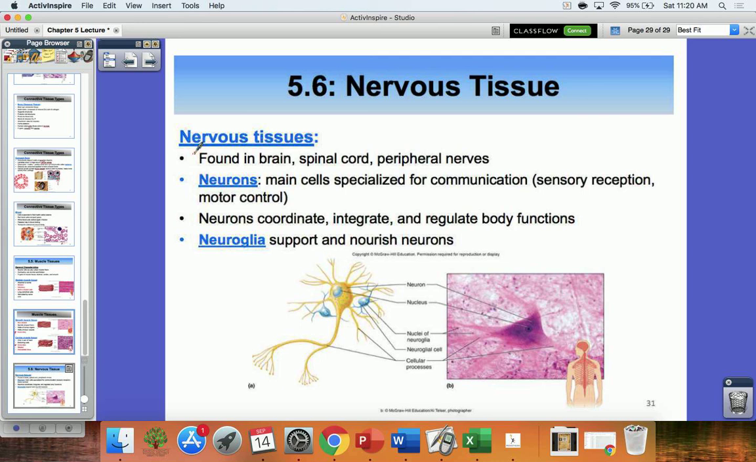The analogy that I like to use for neurons and neuroglia: neurons, that's Beyonce. It's going to be doing the work. It's going to be making sure that the job gets done. But neuroglia is the entourage. So it's a support system, making sure that Beyonce gets fed, making sure that she gets where she needs to go as fast as she needs to get there. So it's the support system for that main player of this type of tissue.